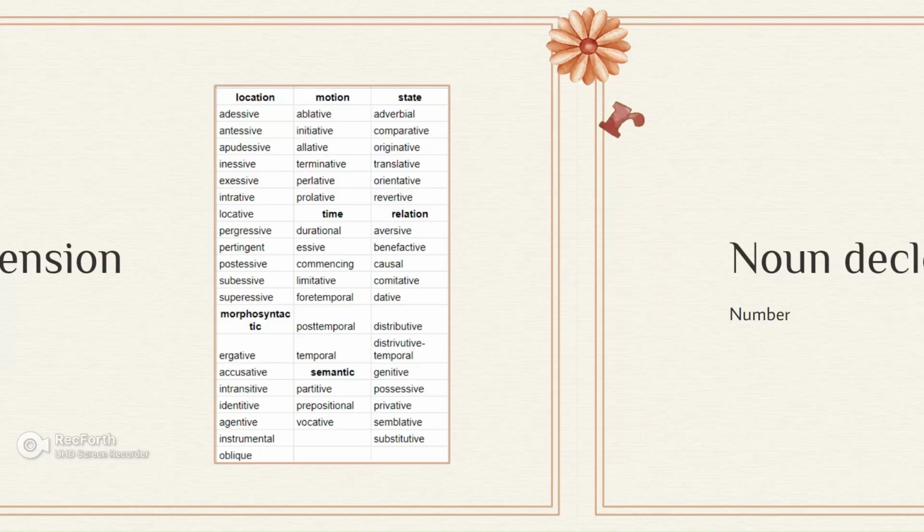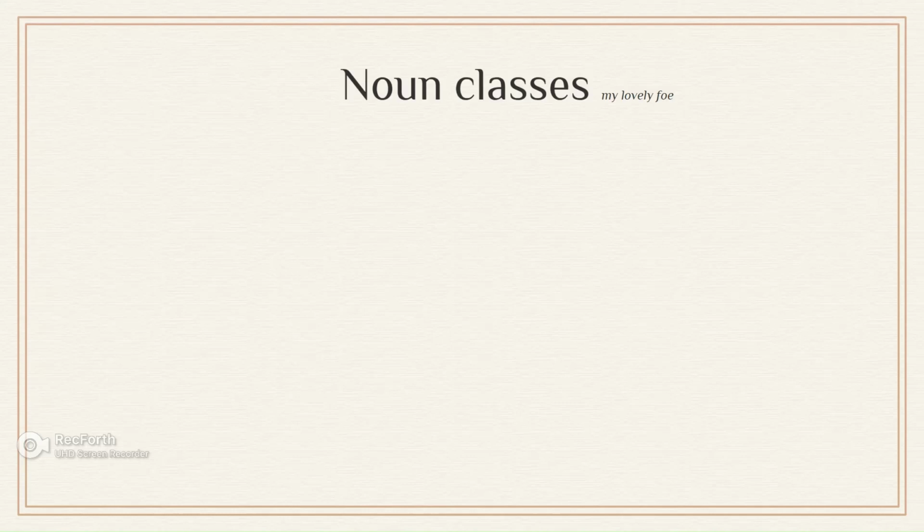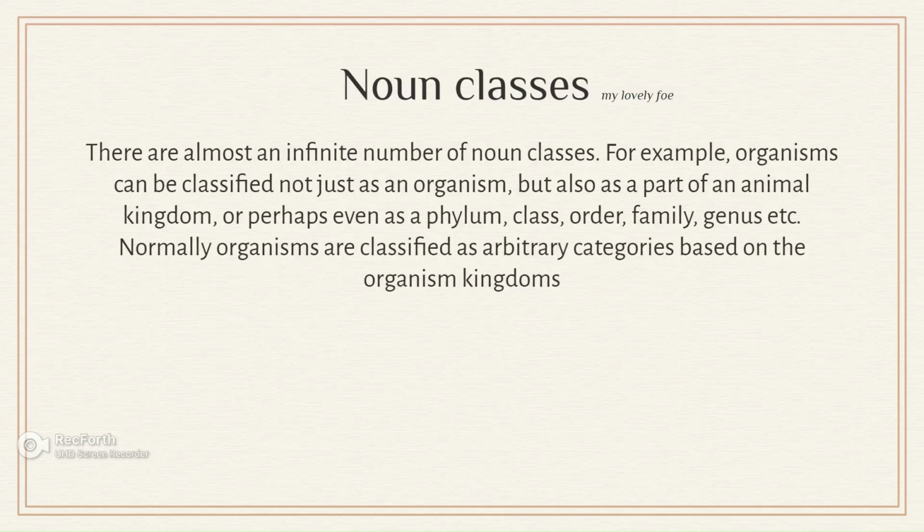Noun declension. Nouns decline on case, on number, and then we also have noun classes. Nouns are basically classed as anything you like. There are almost an infinite number of noun classes. For example, organisms can be classified not just as an organism, but also as part of an animal kingdom, or perhaps even as a phylum, class, order, a family, genus, etc.